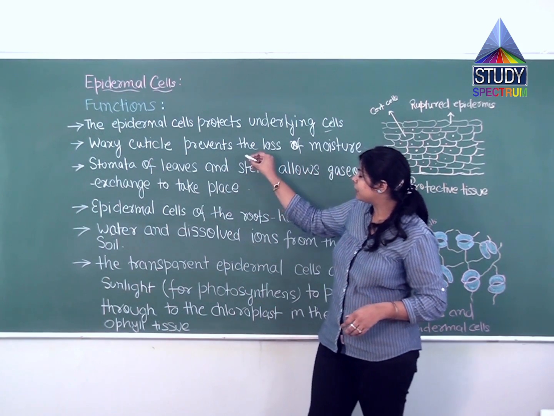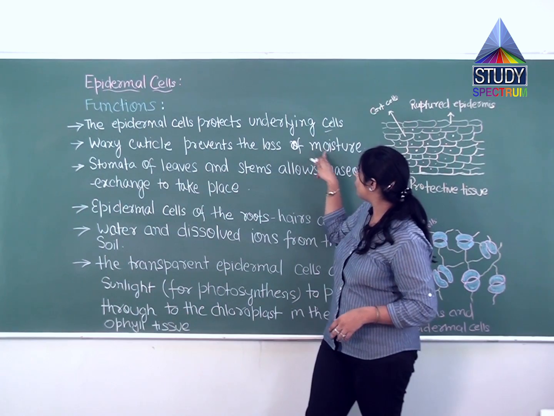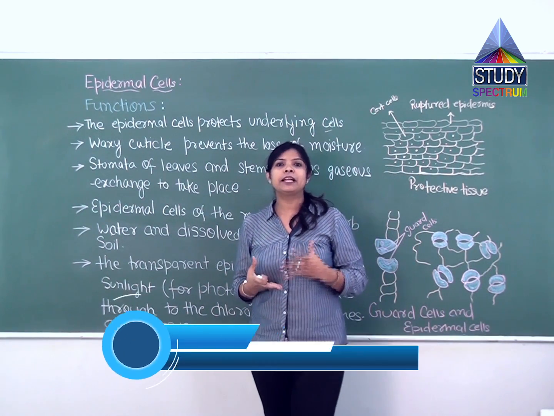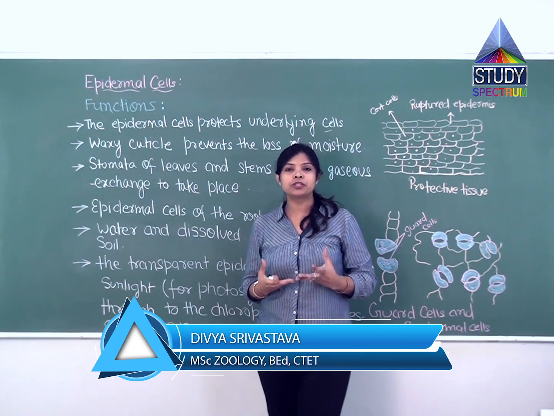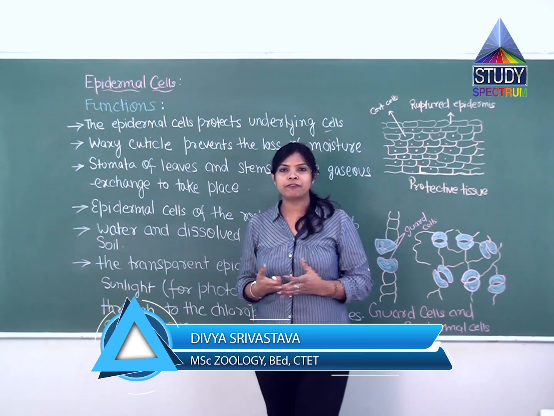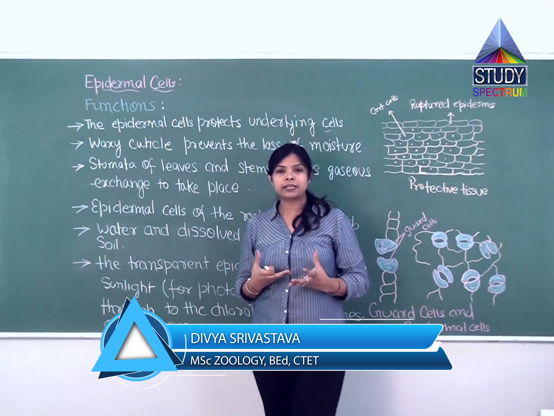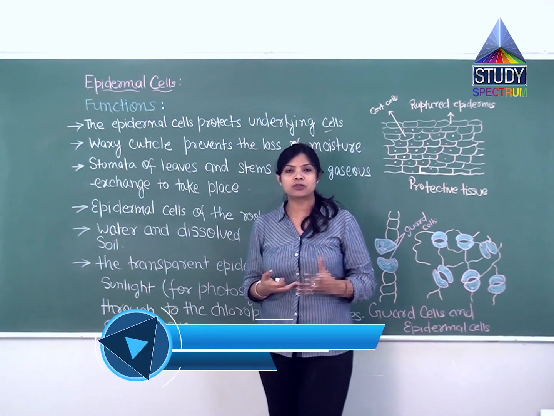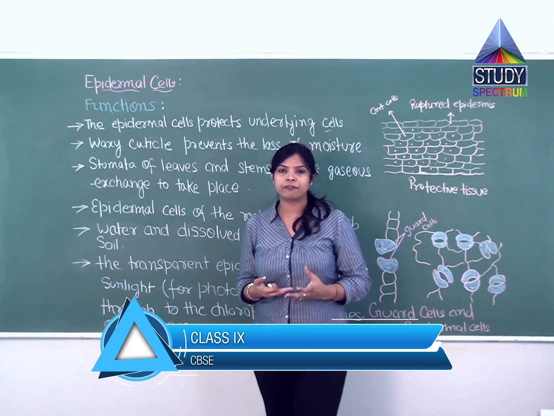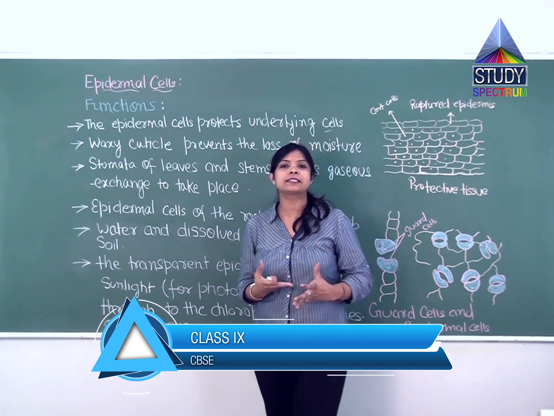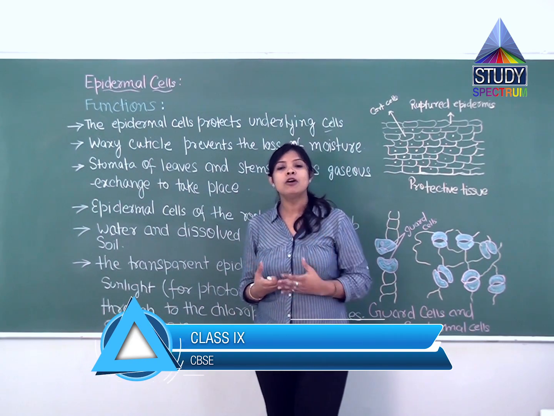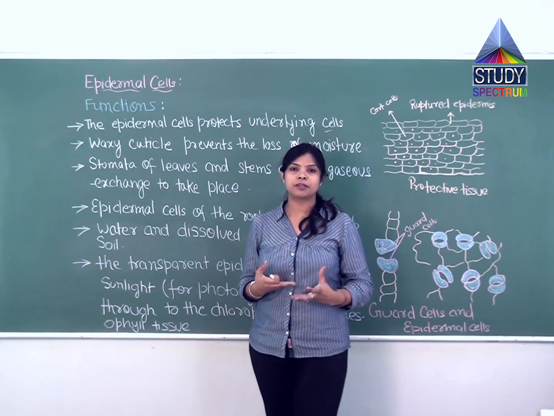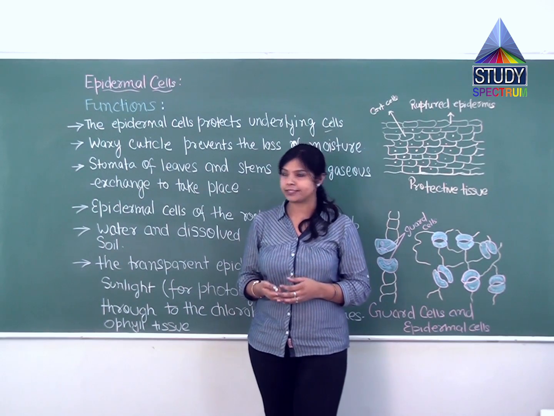Next, the waxy cuticle prevents the loss of moisture. Earlier we discussed that the cuticle secretes cutin. It has a waxy appearance which protects the plant from various diseases. Other than this, it also helps prevent the loss of moisture or water from the plant. Because it has a waxy appearance, transpiration cannot take place very fast.